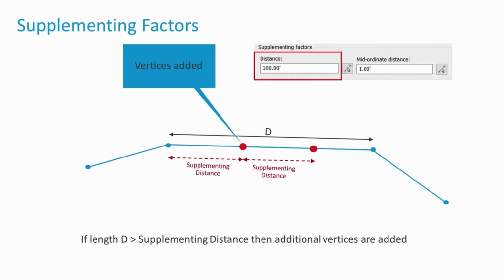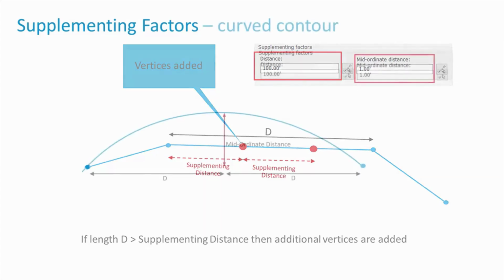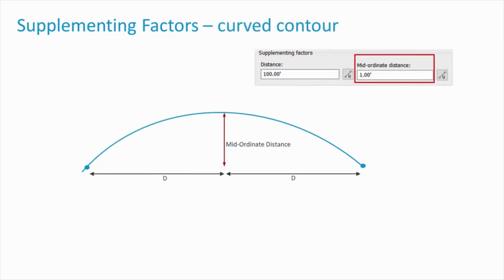Supplementing factors control the insertion of interpolated points to ensure similarly sized triangles are created. If the distance between two contour vertices is greater than the supplementing distance, then additional vertices are added. If the contour lines are curved, then additional vertices may be added around the curve so that our surface triangles will match the contour more accurately.